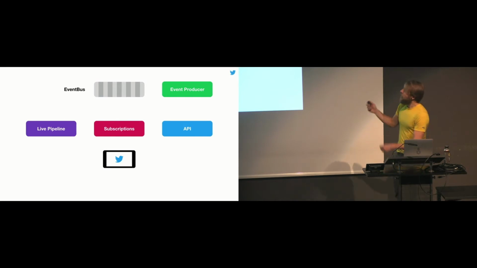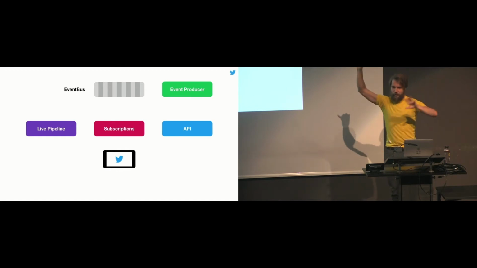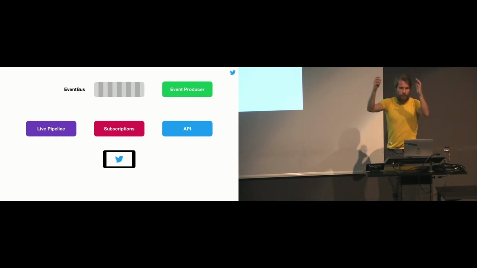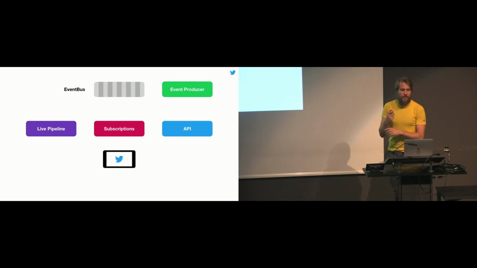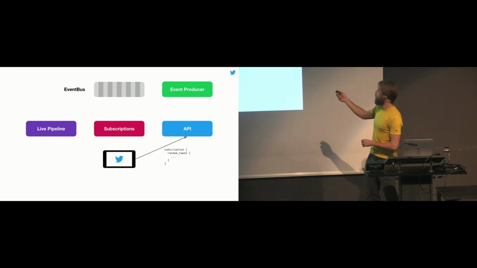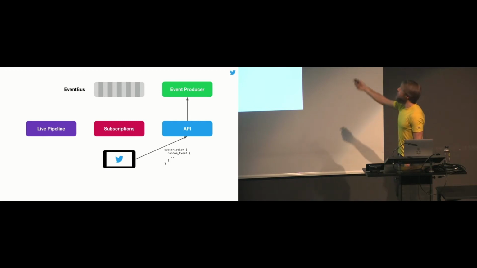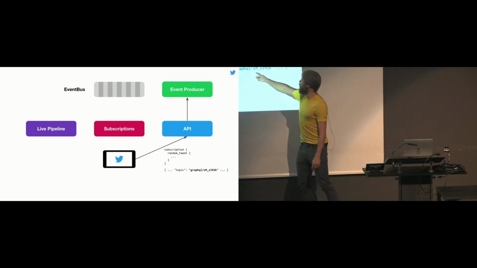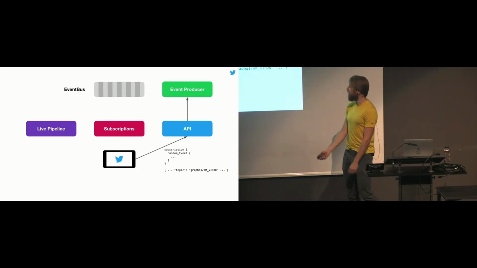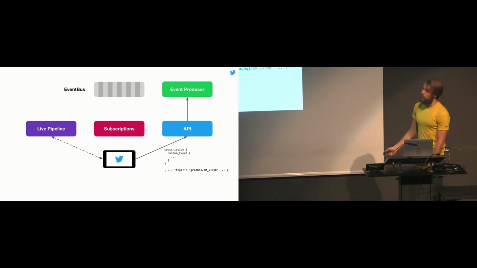So let's tie everything together, because I feel like I've been talking about different parts of the system, and it makes sense to bring everything together. The client makes a subscription request to GraphQL API. GraphQL API might let the event producer know that there's a new subscription, if the event producer is interested in that. It might not. But the client gets back the response with the topic. The client then uses that topic to subscribe to Live Pipeline.